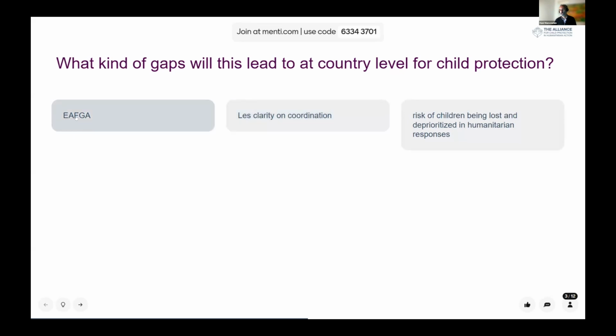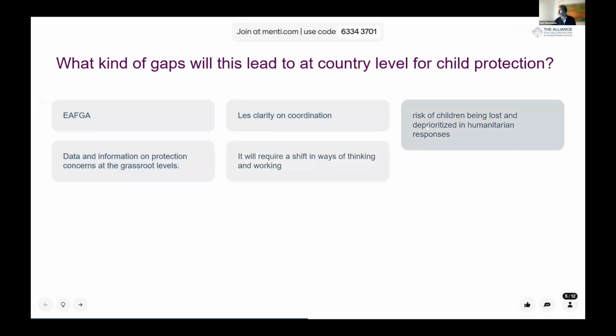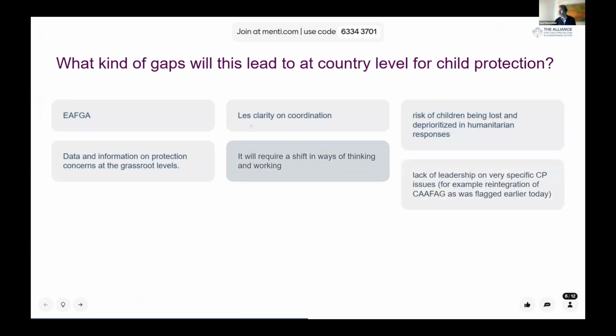I'm not sure what EAFGA stands for. It's CAFAG in French. Oh, okay. Risk of children being lost and deprioritized in a humanitarian response, less clarity and coordination, requiring shifting ways of thinking and working. Lack of leadership with very specific child protection issues, for example, CAFAG.